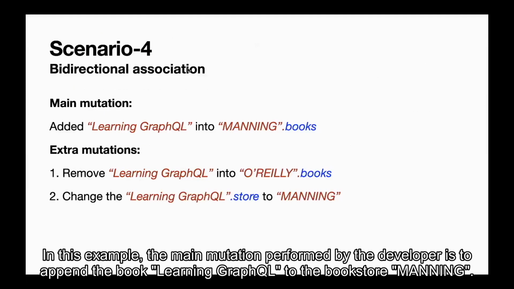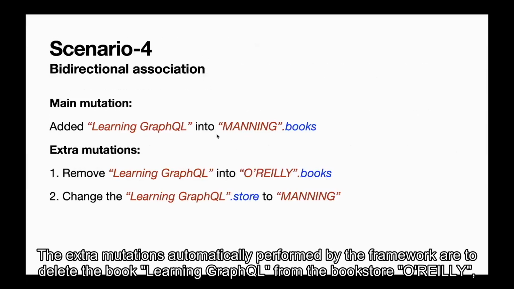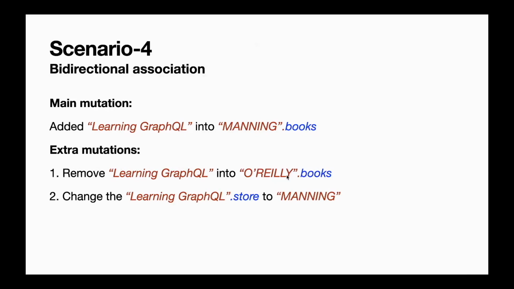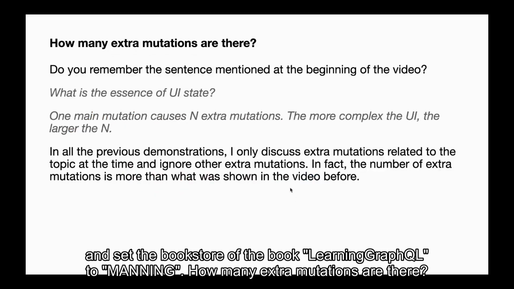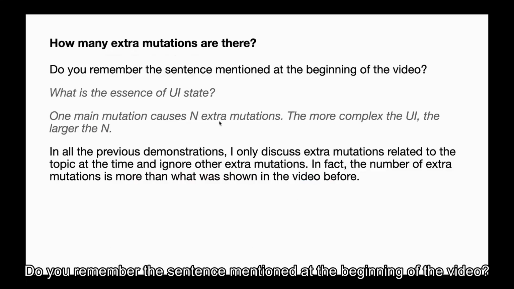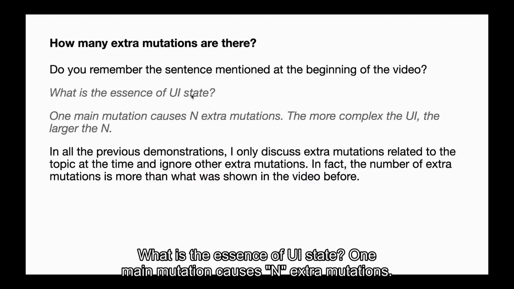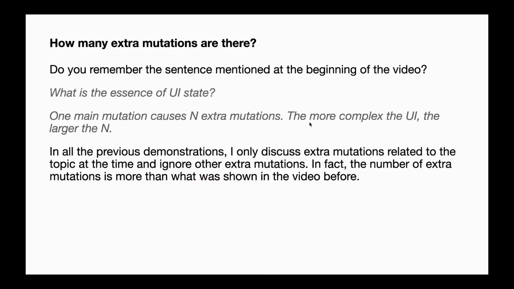This mutation is caused by the framework. In this example, the main mutation performed by the developer is to append the book learning GraphQL to the bookstore Manning. The extra mutations automatically performed by the framework are to delete the book learning GraphQL from the bookstore O'Reilly, and set the bookstore of the book learning GraphQL to Manning. How many extra mutations are there? Do you remember the sentence mentioned at the beginning of the video? What is the essence of UI state? One main mutation causes n extra mutations. The more complex the UI, the larger the n.